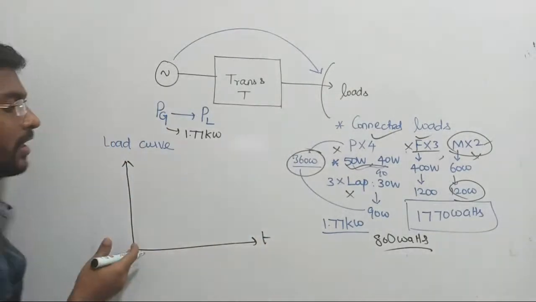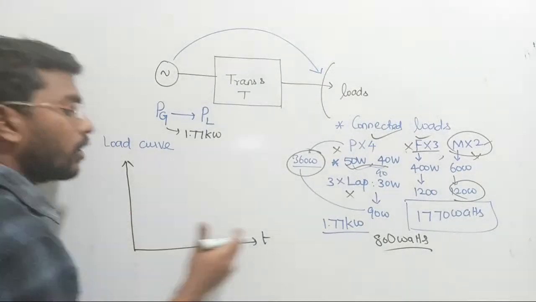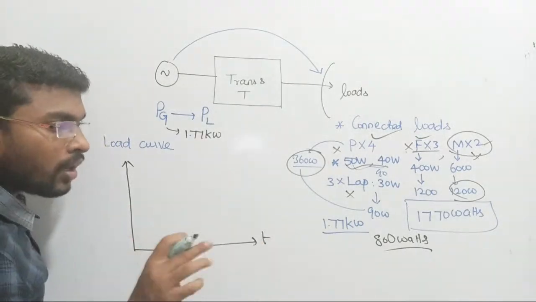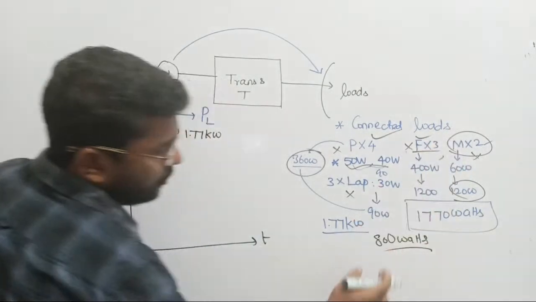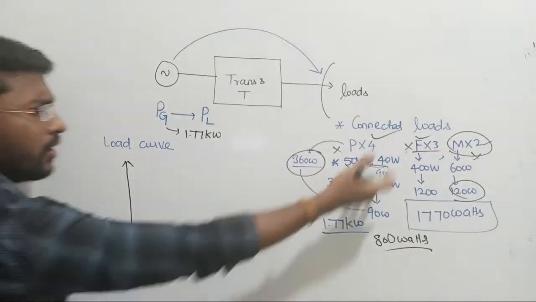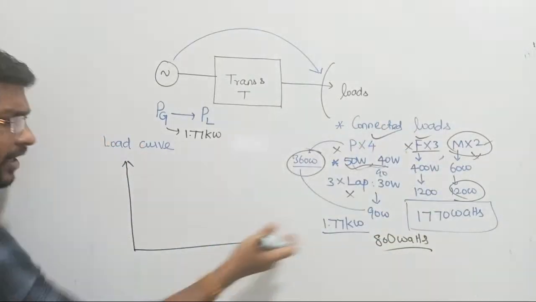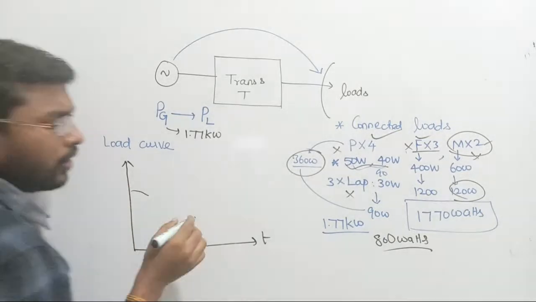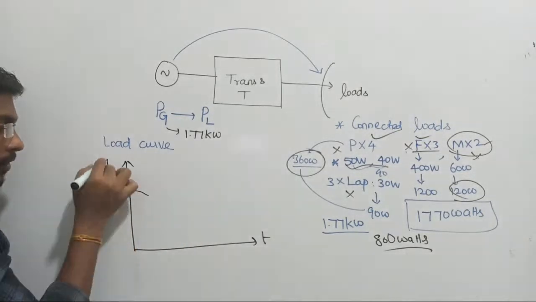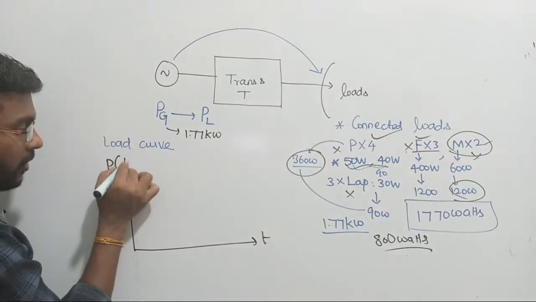Now I am just starting at 12 o'clock, then 12 o'clock, then 12 o'clock. At night until 12 o'clock, you people are consuming only what? Only fans are running, two fans I think. You can take anything. Fans are running, let me consider some 800 watts or 2100 watts. I am consuming like this. And then what will happen in the morning? It will be in kilowatts, right?